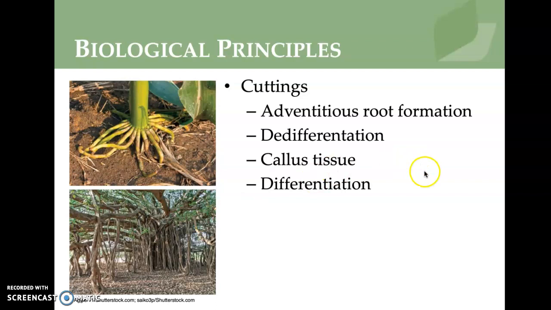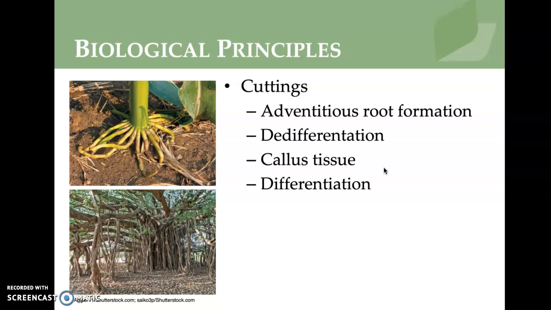Biological principles. You have cuttings. So cuttings are vegetative propagation using a piece of a leaf or a stem. They have adventitious root formation, dedifferentiation, and callus tissue. So adventitious root formation is the process of roots forming from any plant part other than the root. Dedifferentiation is when cell tissue in the leaf or stem has cells that regress from specialized function to a simpler state.